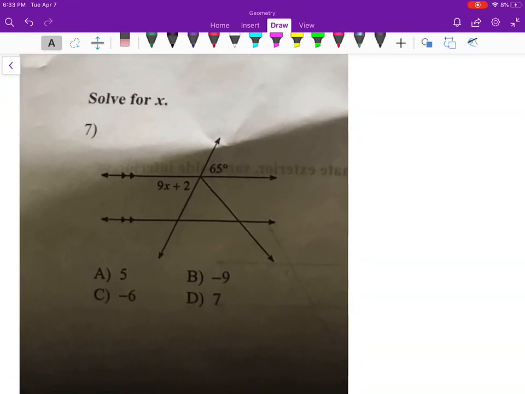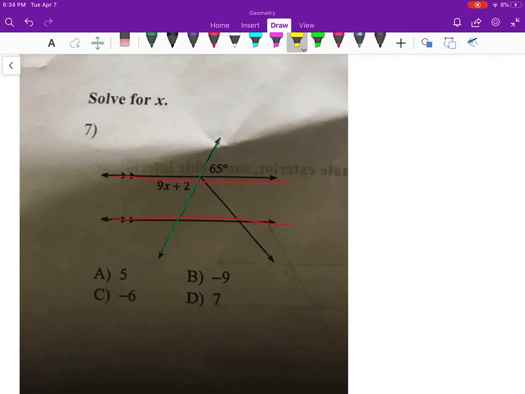Now this one, of course, we've got parallel lines, and we've got our transversal. But if we remember back to the very beginning of the year, which I don't even know if you were in class then, there's a different way we can know this one, okay?